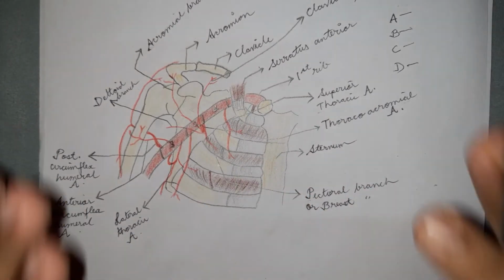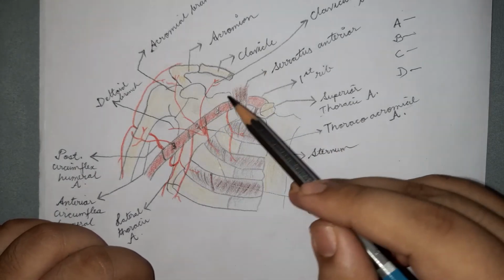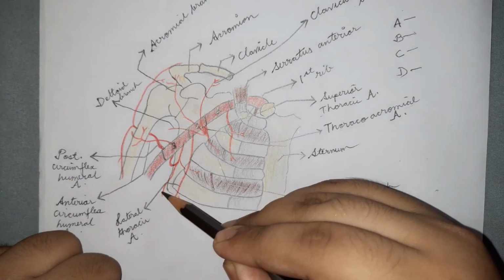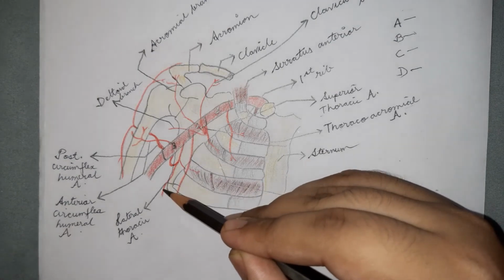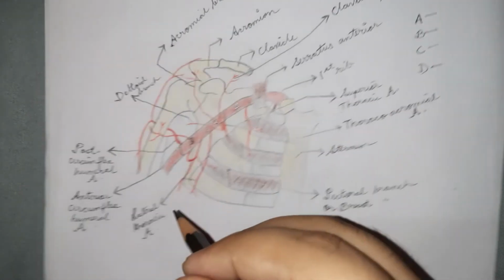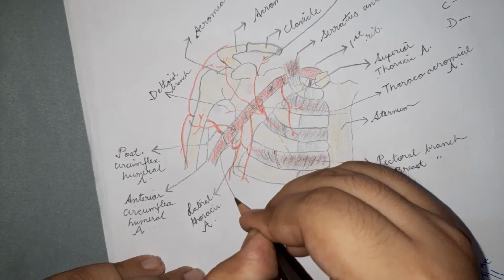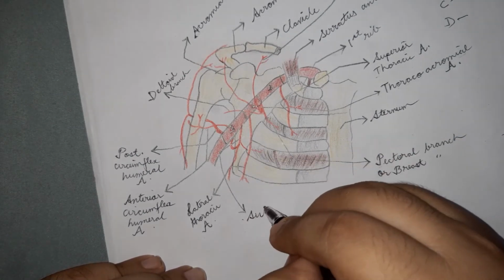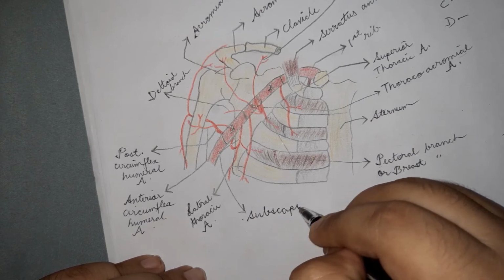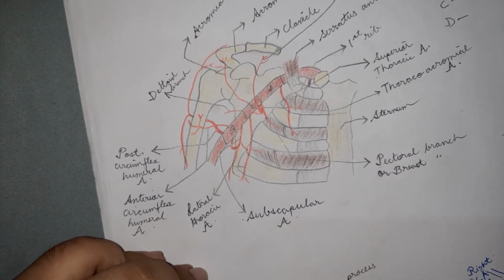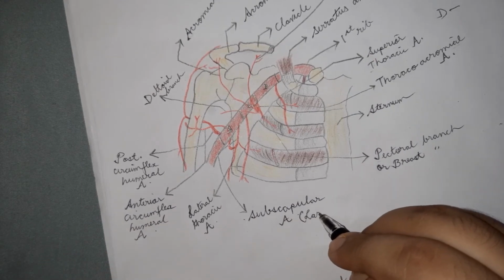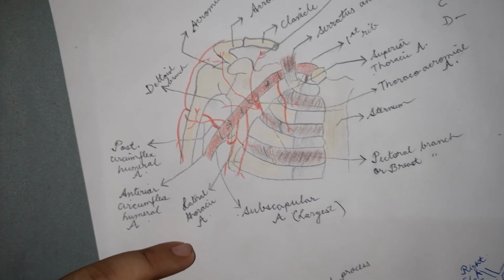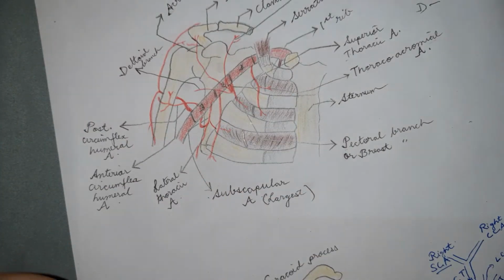The last artery branch of the entire axillary artery, which is also a branch from the third part, is this one, going downwards. This is the largest branch of the axillary artery. This, my friends, is the subscapular artery. Subscapular artery. This is the largest branch of the axillary artery. Very important information.